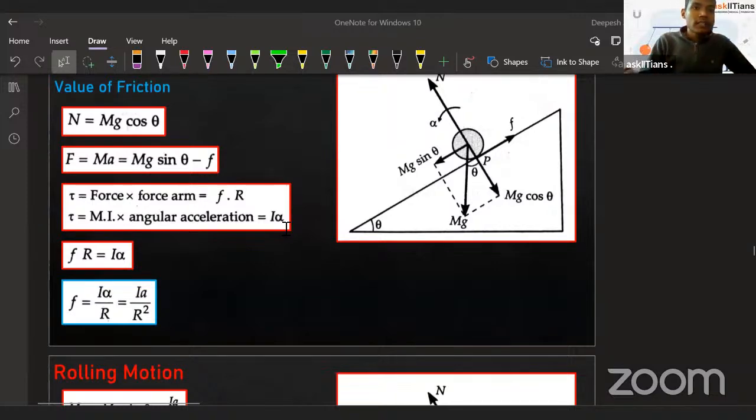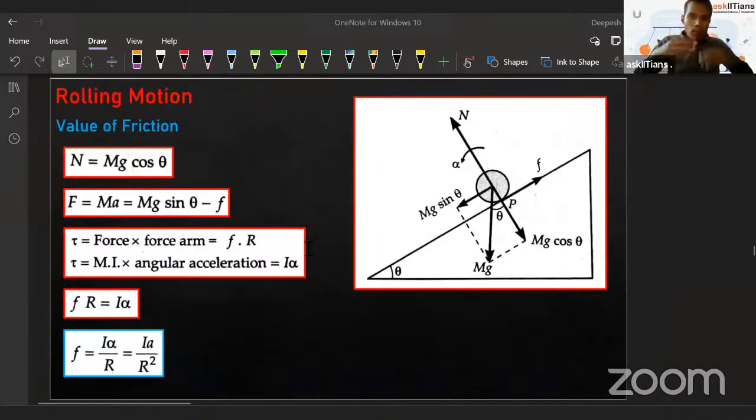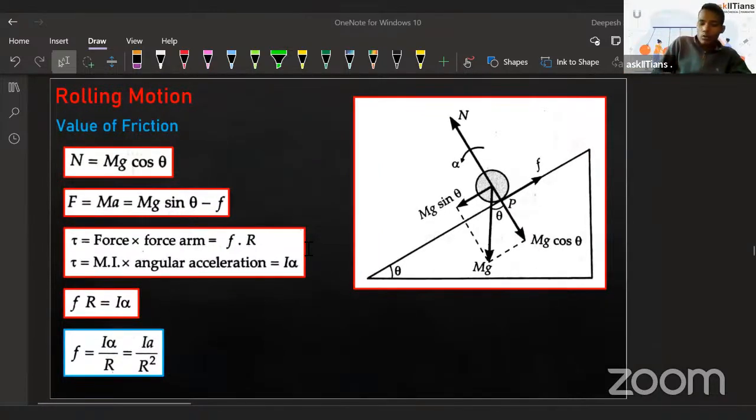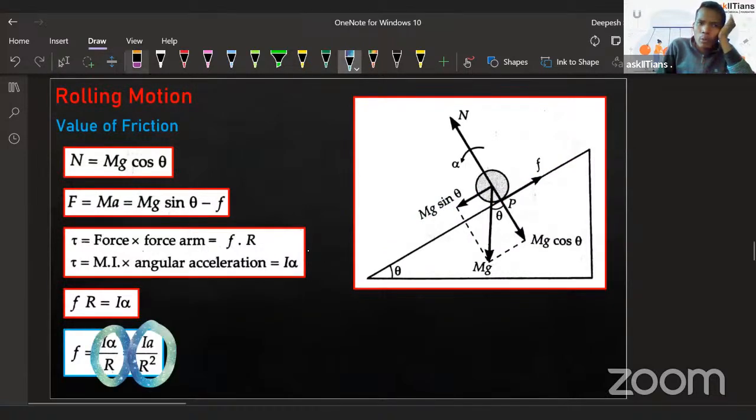Okay, the first thing is how much friction is experienced by the body. If the body is rolling right now, of course, you know that rolling friction is a very small friction, but still, if it is there, how much is it? The body is moving here, so friction will of course be in the opposite direction. How much is it? The formula is I alpha by R, or we can say Ia by R square. Both formulas are actually the same.